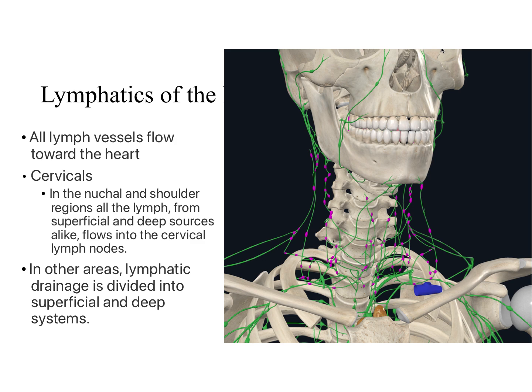In the cervical area, in the nuchal and shoulder regions, all the lymph from the superficial and the deep sources are going to flow into the cervical lymph nodes. So this is showing in purple. We can see all the different lymph nodes in the cervical region. So those are the cervical lymph nodes.